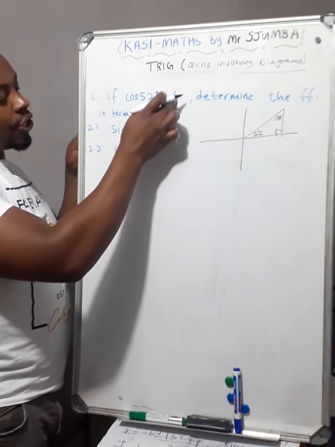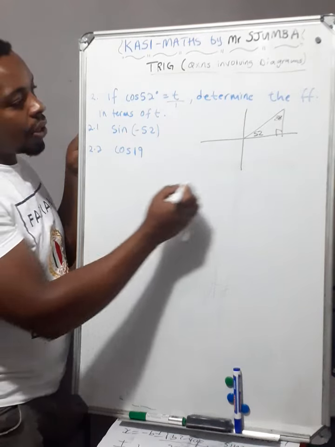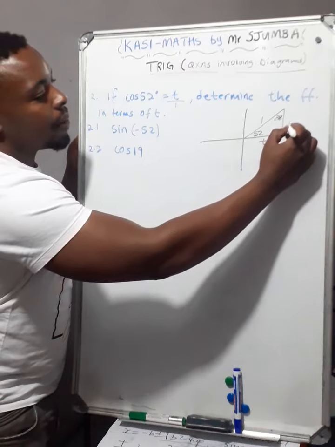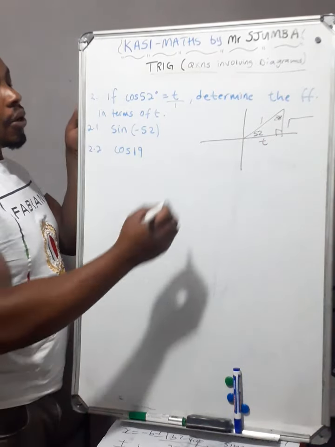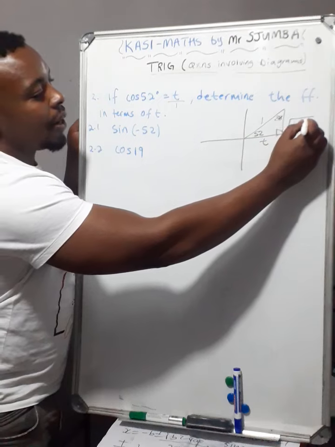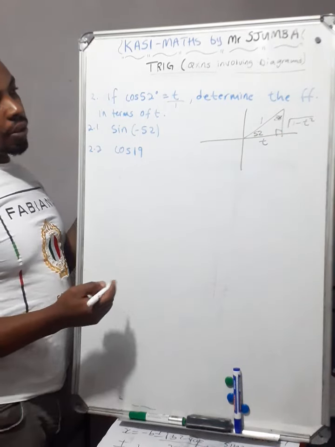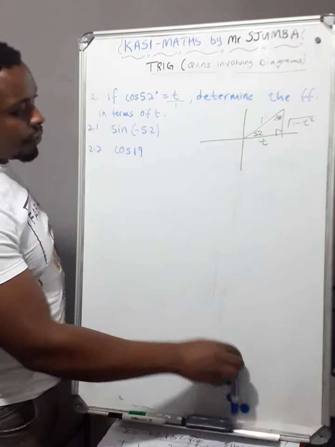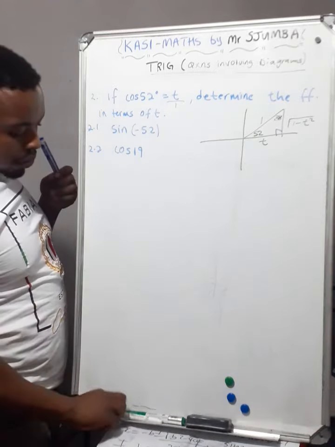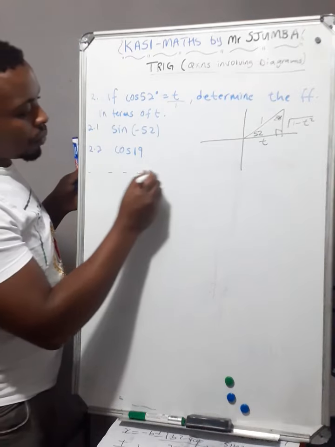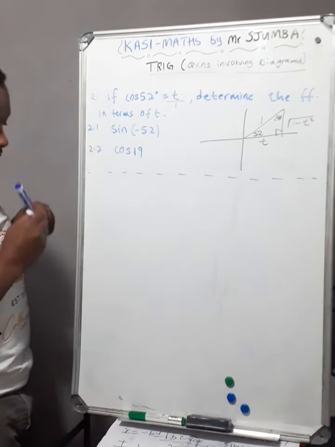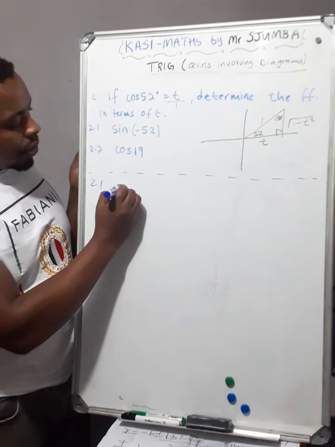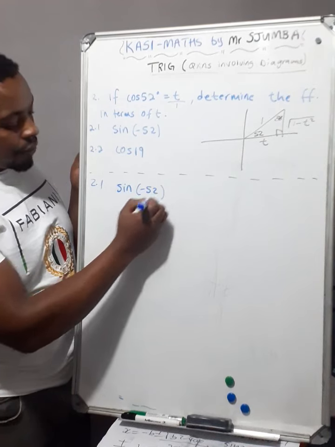Then cos, it's adjacent over hypotenuse. So adjacent, it's t. Hypotenuse, it's 1. Then Pythagoras theorem, uzosinikeza bani 1 minus t squared. Uzoyifaka ku Pythagoras theorem. Right, first things first. 2.1. Simele sithole bani u-sine -52.